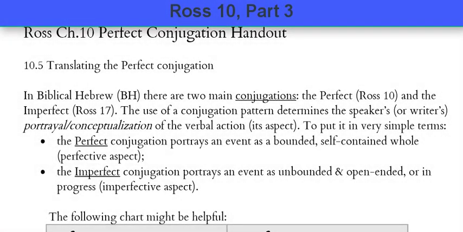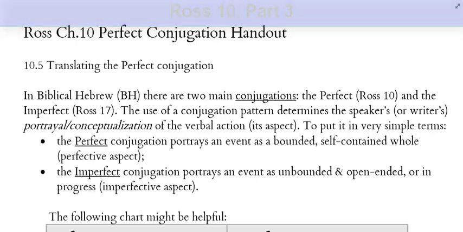Now, in Ross chapter 10, section 10.5, and we see this on page 89 in the textbook, we come to the matter of translating the perfect conjugation in the qal perfect. And actually, this is a matter of the conjugation that's the perfect for any stem. Remember, there are 7 stems. We talked about that in the Hebrew verbal system. So how do we translate the perfect conjugation?